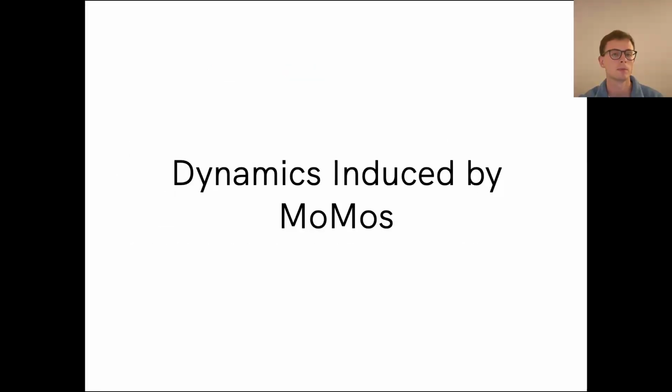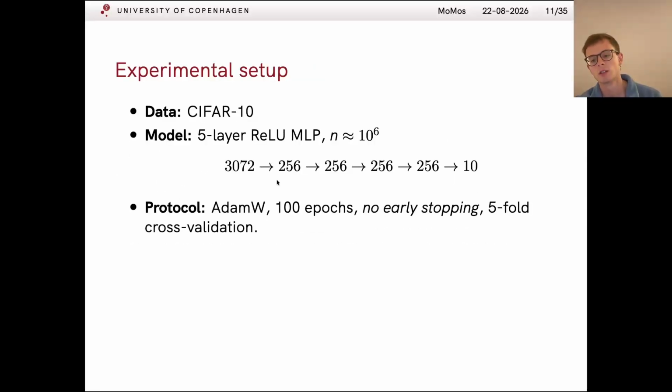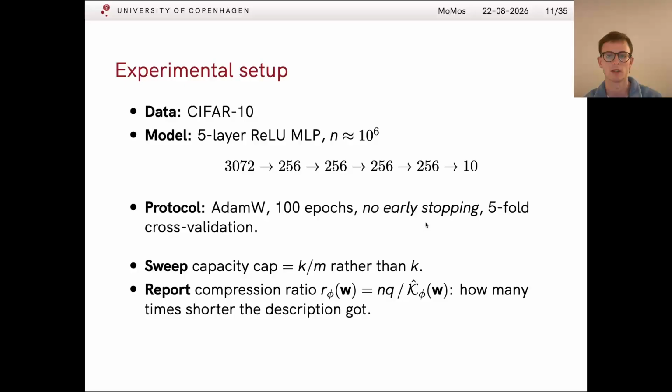So let's go with some experiments to show how well this technique performs. For this experiment, I used CIFAR-10 with an MLP of about 1 million parameters, slightly less actually. I trained the model for 100 epochs. There is no early stopping. I use 5-fold cross-validation. It's also nice to introduce the definition of the capacity.